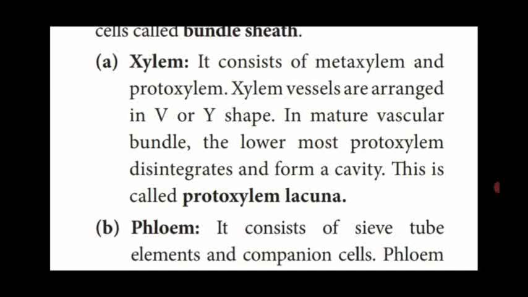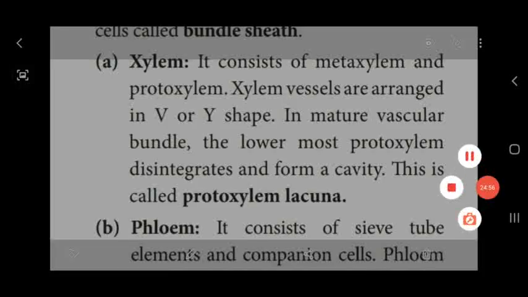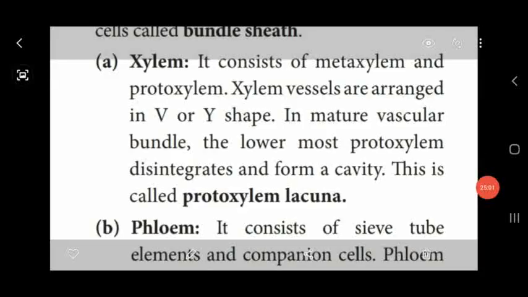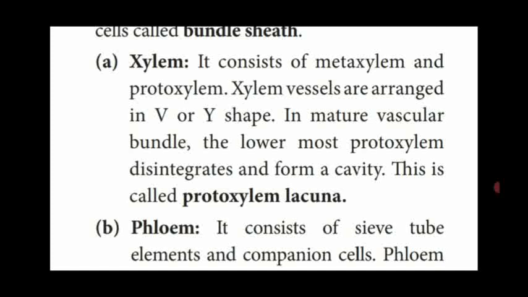Next, xylem. It consists of metaxylem and protoxylem. Metaxylem is the large size xylem. Protoxylem is the smaller sized xylem. Then the arrangement of xylem vessels is round or oval in shape. Vessels are Y shaped or V shaped. So if you look at how those xylem vessels are arranged, they are V or Y shaped.